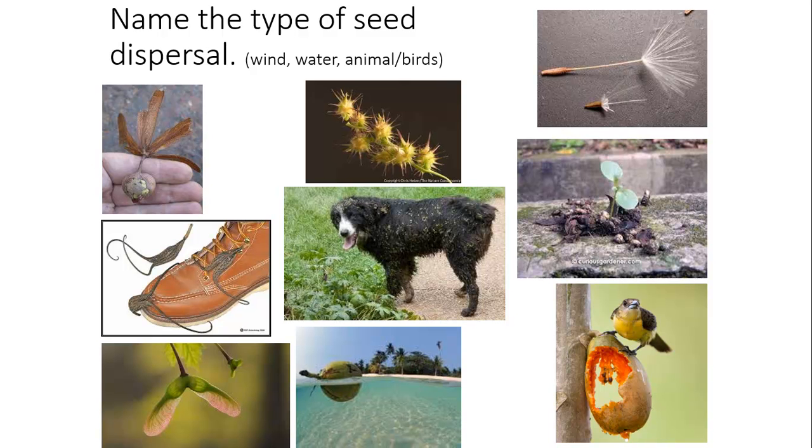There's a picture of a bird eating papaya. It will spread seeds. Water, the coconut seed floating in the ocean. The next seed, I believe, is a maple, and it's spread on the wind. And the last seed is on a shoe, and it's a clinging seed.